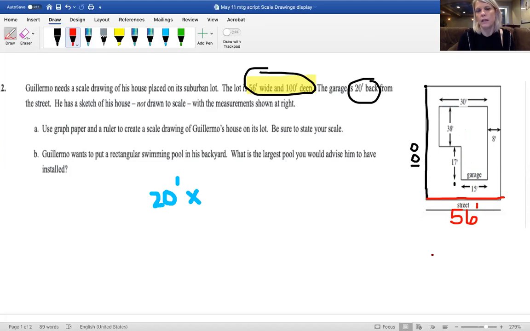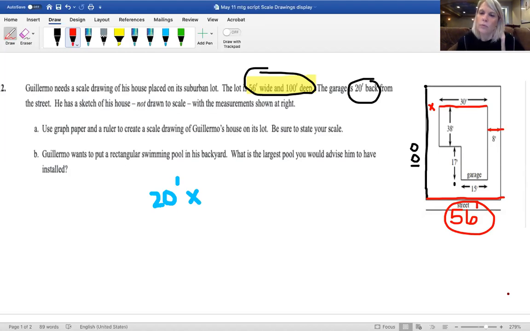Now that 15 feet isn't too important. We have this that we know, and we have this we know. And even though we don't know this here, we do know this. So what can we do to figure out the width? So we know it's 56. Good. So 56 feet is the total width.